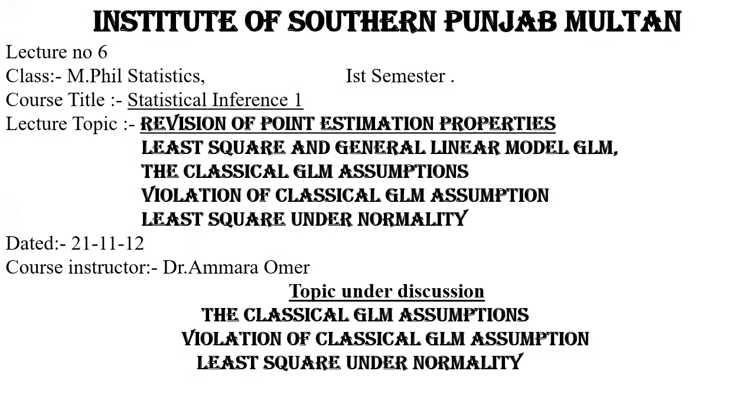We have seen that unbiasedness, consistency, sufficiency, efficiency and completeness are the major properties of a good estimator. But today we will also see least squares and the general linear model, their classical assumptions and the violation of classical assumptions, and also least squares under normality. We will revise the point estimation properties, and then we will see these topics also.